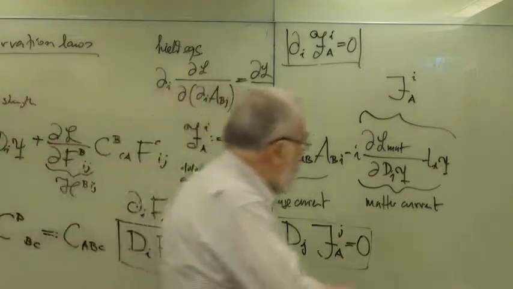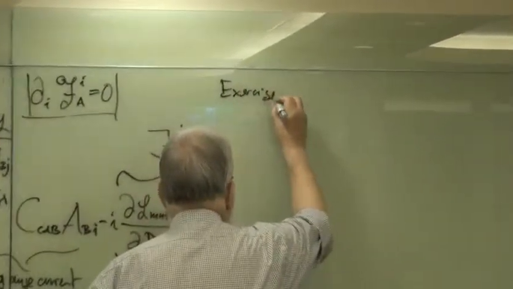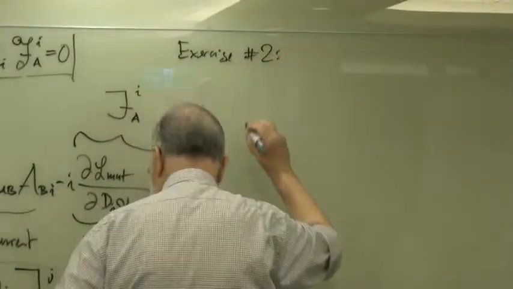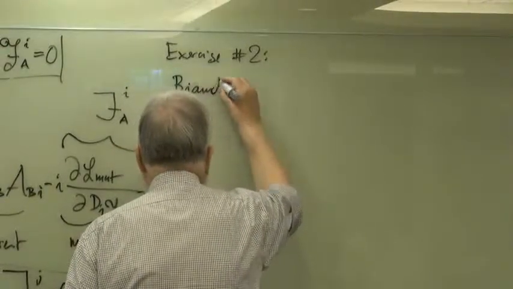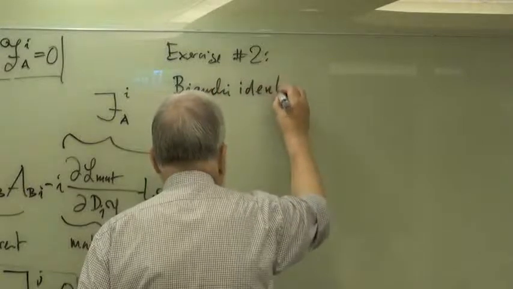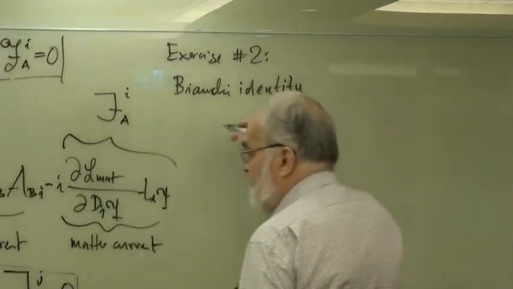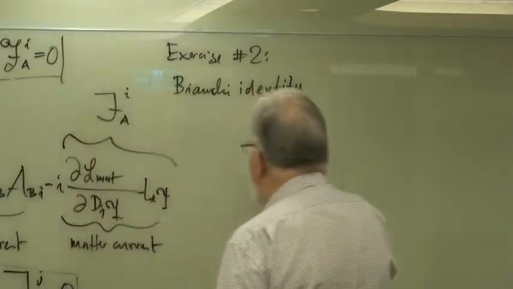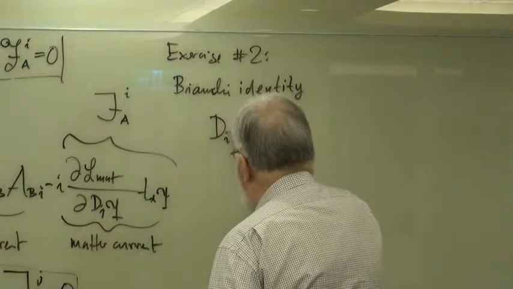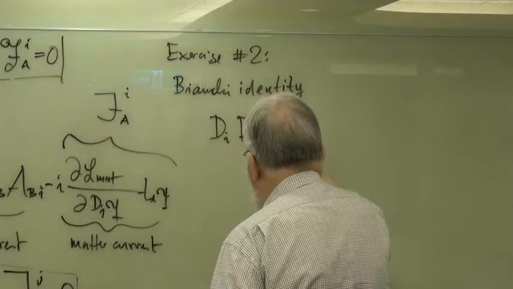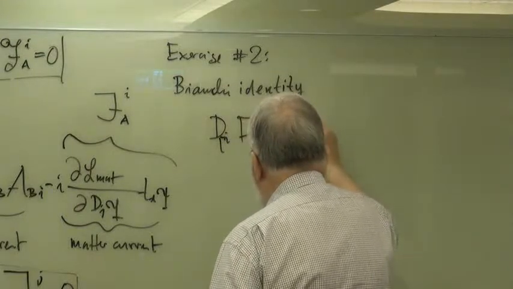Now my exercise number 2, for those students who are not yet there, is fairly simple. Prove the Bianchi identity. It's called Bianchi identity because it has the same structure as the Bianchi identity in general relativity. So we have the inhomogeneous Yang-Mills equation, and we have the homogeneous Yang-Mills equation, which is E I J K F J K, totally anti-symmetric, and here the letter A is equal to 0.